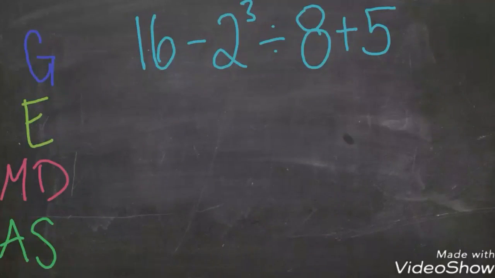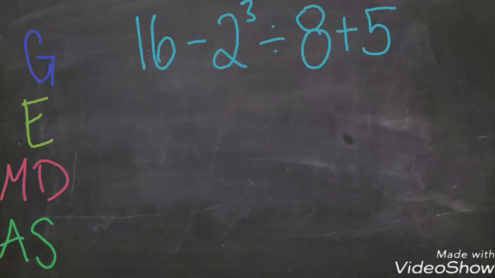Hi guys, here is an example of simplifying an expression using the order of operations. Most of you may have heard of PEMDAS, but GEMDAS is the same thing. The G instead stands for grouping, which includes parentheses, brackets, absolute value bars, all of those things. Then we have E for exponents, M and D for multiplying and dividing, A and S for adding and subtracting.